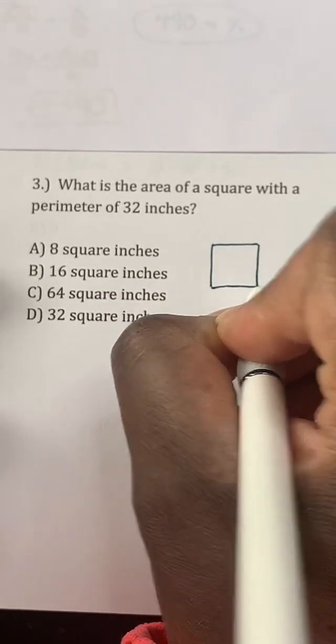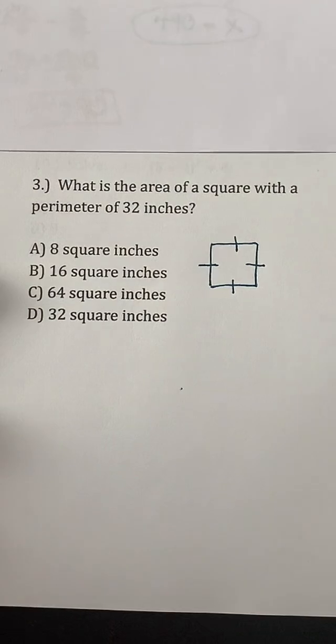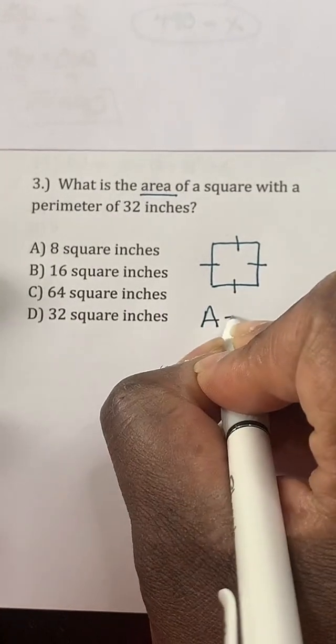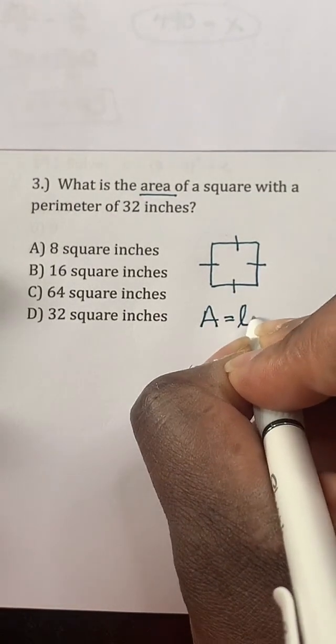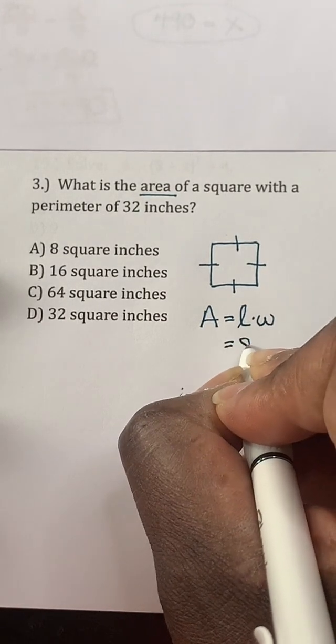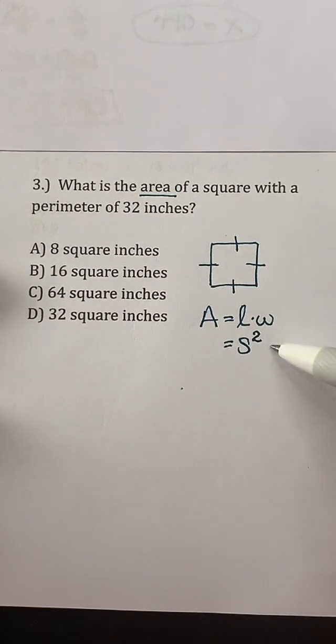And if we know a square, all 4 sides are exactly the same measure. So if I'm doing the area of a square, a lot of people will know it as length times width or base times height. Some people will know it as whatever your side is, and you're going to square it. One of the two will give you the same result.